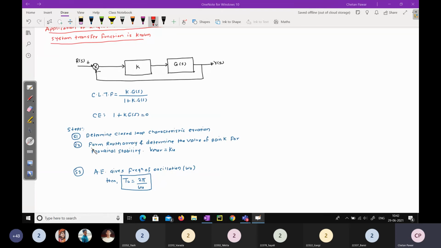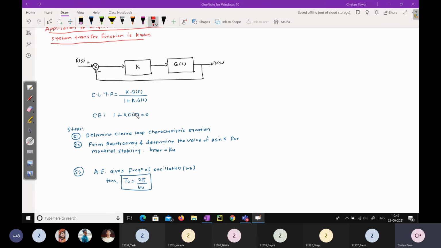The second step is you need to form the Routh array and determine the value of gain K for marginal stability. So marginal K you need to find out. Okay. So after finding out the marginal K, you can use the auxiliary equation to find out the frequency of oscillation, that is omega u. So from omega u, what will you calculate? TU. TU will be 2 pi by omega u.